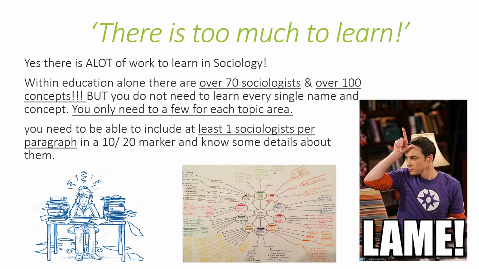Imagine if you're writing an essay, you need at least one sociologist per paragraph in a 20 or a 10 marker. So again, you don't need to know every single name, but I'd say choose a handful to use and include in each topic, and try and learn them fairly well so you know what they said and what they thought and how their theory fits in with the topic.